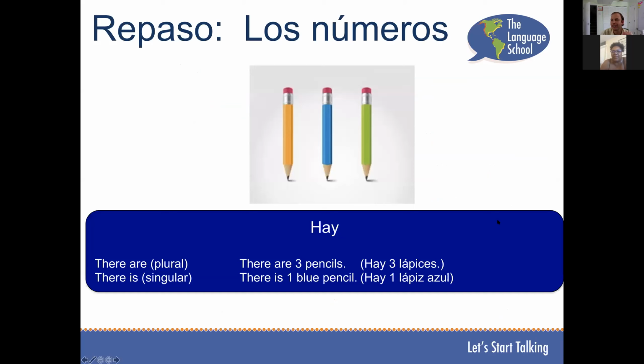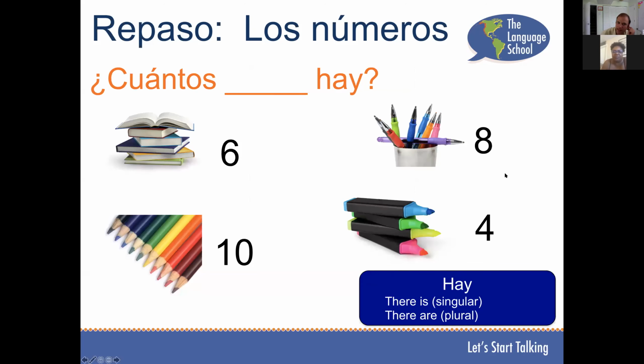Okay. The word hay means there is or there are. For example, here we see 3 pencils. You could say there are 3 pencils. In Spanish, you would say hay 3 lápices, right? If you want to say there is 1 blue pencil, hay un lápiz azul. Okay. Vamos a practicar. ¿Cuántos libros hay?